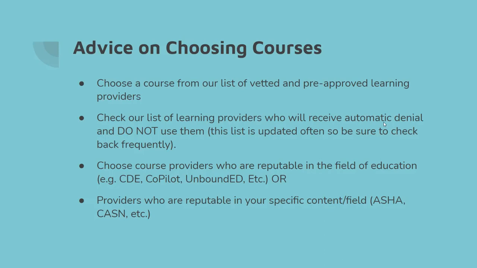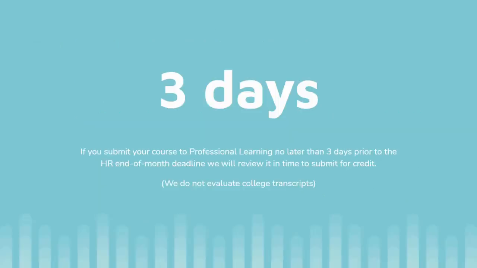We also have a list of providers that will be automatically declined because it has been determined that they are not a reliable source of rigorous professional learning. So please be sure to review this list prior to choosing any course. Both of the aforementioned lists can be found on our PL website and are updated periodically, so you do need to check back frequently. So when will your credit be approved?